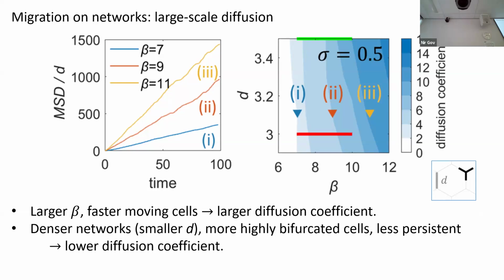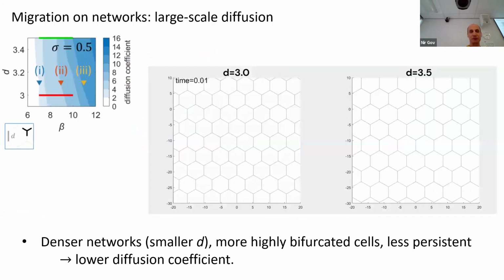So in general, going down and into a denser network, even for the same activity of the cell, I'm able to diffuse less efficiently. And again, that has to do with the fact that I'm more bifurcated and I'm less persistent. And you can see that in a movie, that the more dense is D equals 3 and the less dense is D equals 3.5. And you can quickly see that the D 3.5 is actually moved out much more because it is more persistent than the D equals 3.